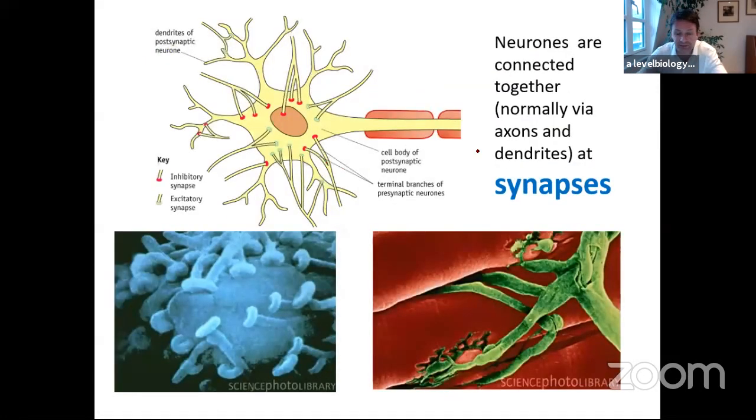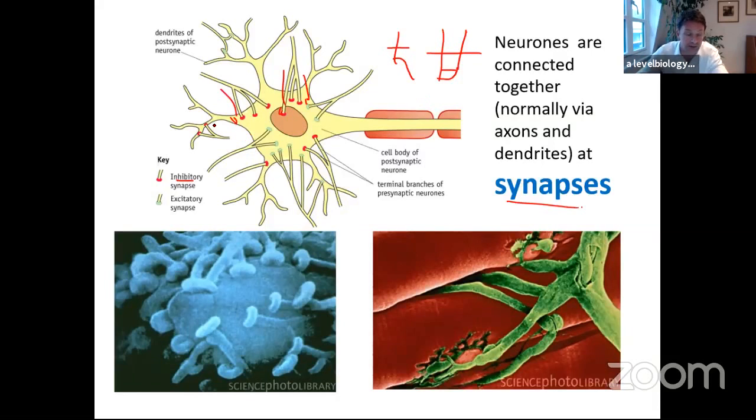Neurons are connected together by synapses. Here we've got some connections coming into a neuron. You can have inhibitory synapses, which make the potential more negative. They hyperpolarize the postsynaptic membrane, therefore making a postsynaptic action potential less likely. Or you can have excitatory synapses, which make the postsynaptic membrane more positive, therefore making it more likely that you'll reach the threshold level and cause a postsynaptic action potential.